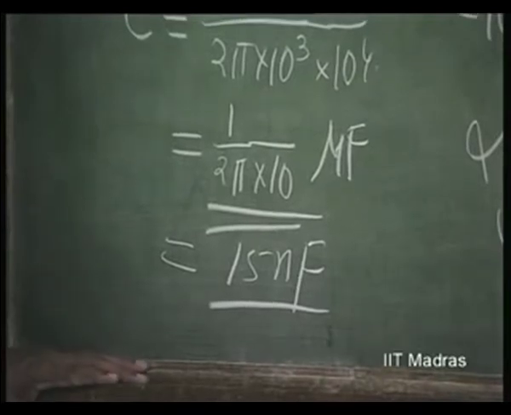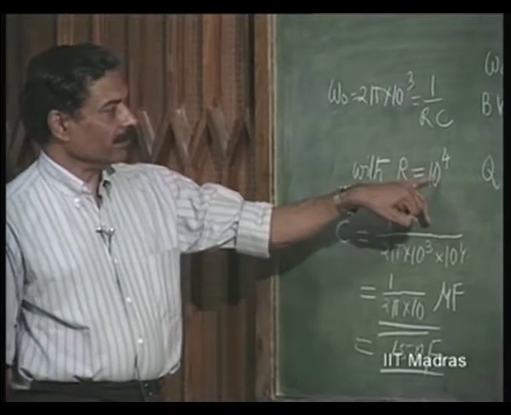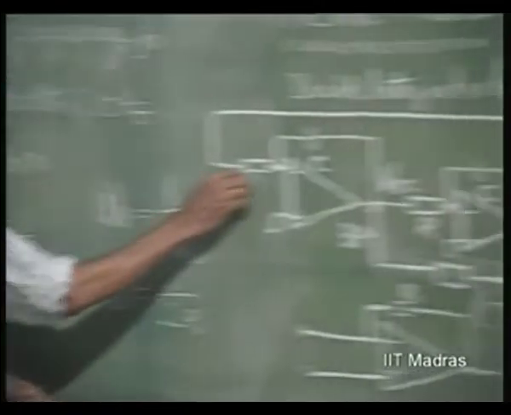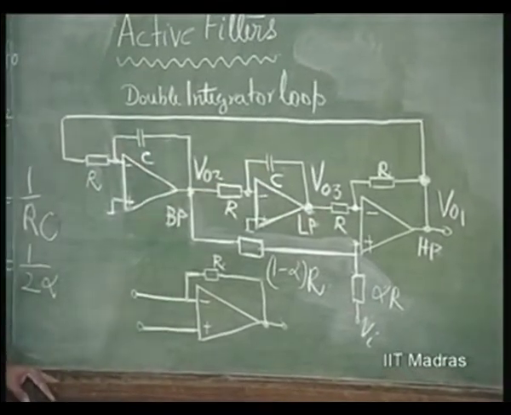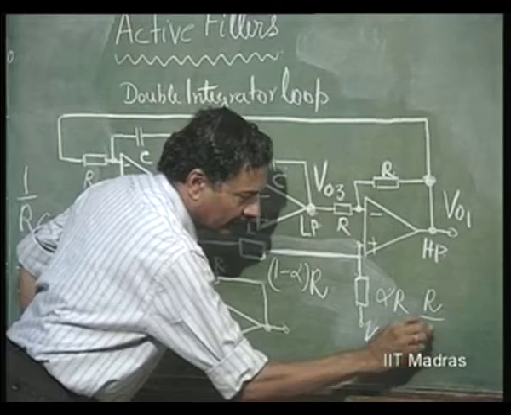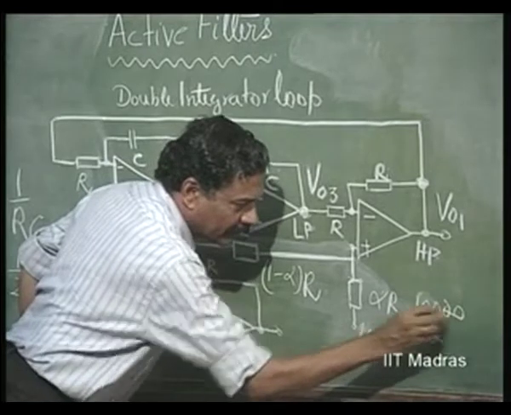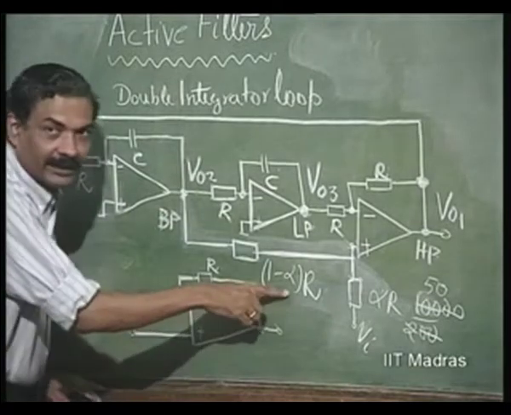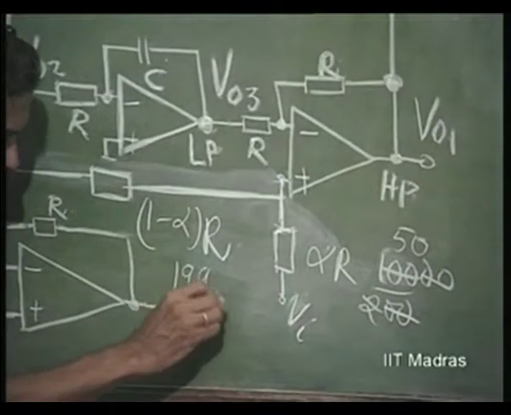So, you can see that by using capacitors of the order of 15 nanofarads and resistance of the order of 10 K in this network, this is R obviously, all these resistors are 10 Ks, all these capacitors are 15 nanofarads, and this resistance is going to be R by 200, that is 10 K divided by 200, which means actually it is 50 ohms. This is 50 ohms and this is very nearly 10 K, because this is 199 by 200 of 10 K.